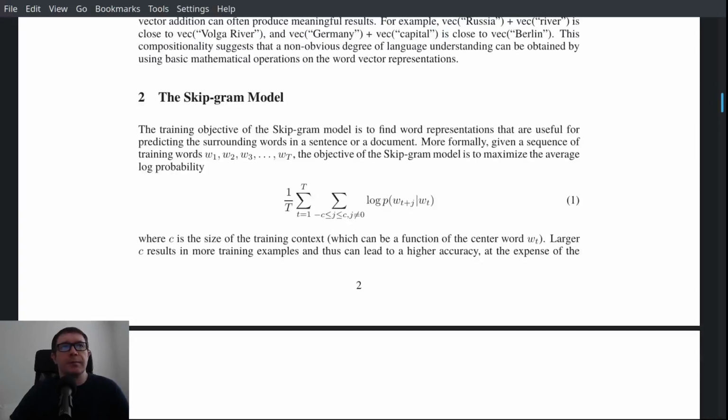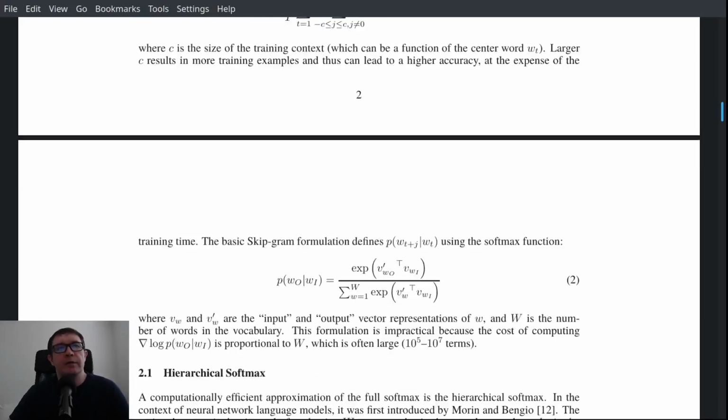So scrolling on down, they talk about the Skipgram model. It's this double sum over all the words in your corpus. That's the T equals 1 to capital T outer sum, and then you have the minus C to C, that's just your word window. So C would be something like 5 words, 10 words, where J not equal to 0, meaning you're going to omit the true center word in your window. And then you have the log of the probability of getting your outside word given your center word. And that probability distribution is just going to be given by the softmax function here in the most basic implementation.